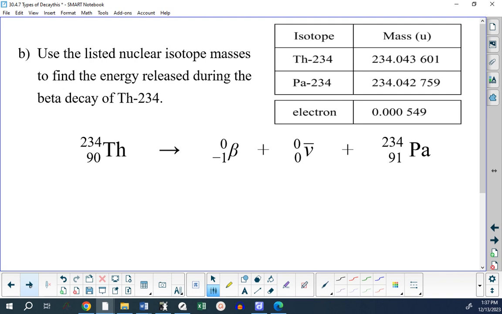How much energy is released? I really believe you understand what we need to do here. You need to find this total energy, this total mass, and compare it to the initial mass by taking final mass minus initial mass, and then using E equals mc squared. Are you with me?